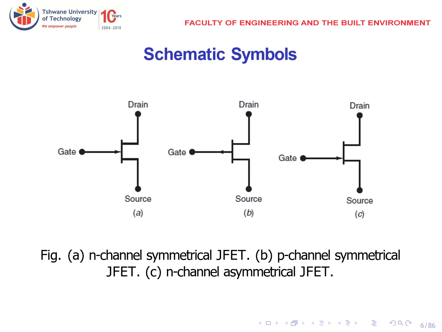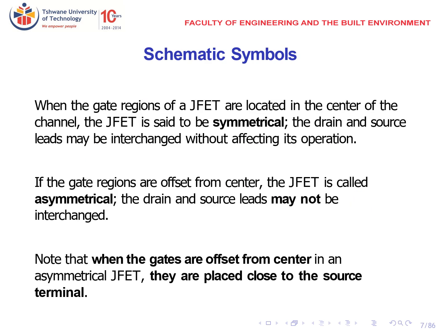Schematic symbols. Figure A shows us the N-channel symmetrical JFET. B shows us the P-channel symmetrical JFET. Number C shows us the N-channel asymmetrical JFET. The difference between A and C, look at the gate. Where is the gate connected? In A, it's connected in the center. In C, it's connected towards the source. That's called an asymmetrical JFET.